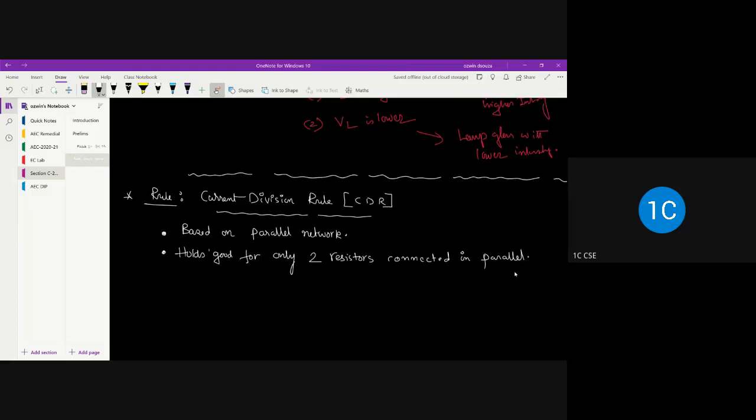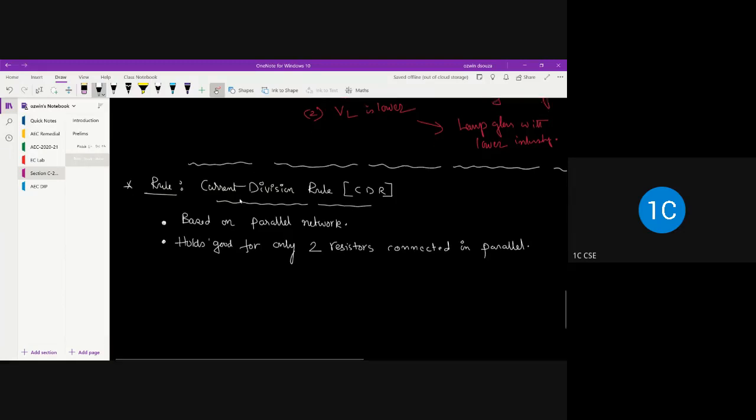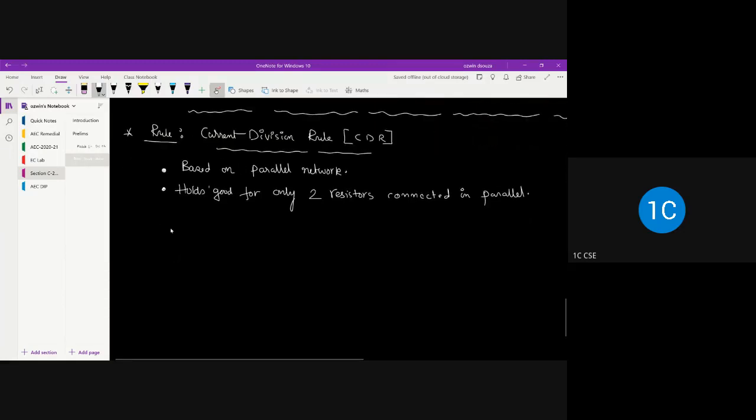When there are more than two resistances, we can go for the conventional approach, that is reduction of 3 or 4 resistors into a single resistance using the parallel reduction technique, and so on. But when there are two resistors connected in parallel, one can even choose the current division rule while solving the problems. All right, so let us consider two resistors.